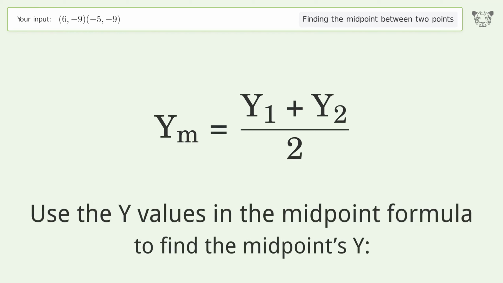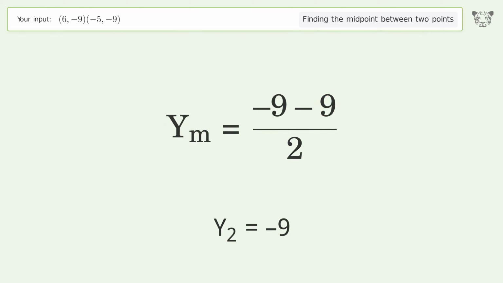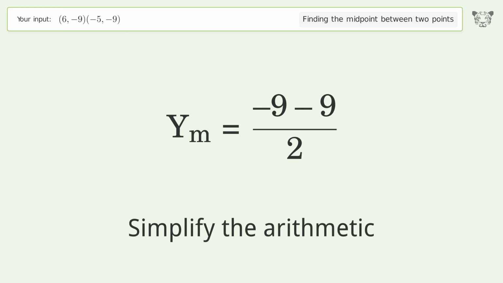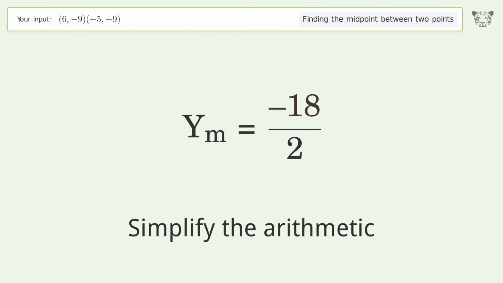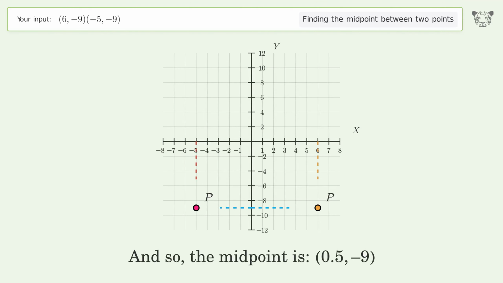Use the y values in the midpoint formula to find the midpoint's y. y1 equals -9. y2 equals -9. Simplify the arithmetic. And so, the midpoint is 0.5, -9.